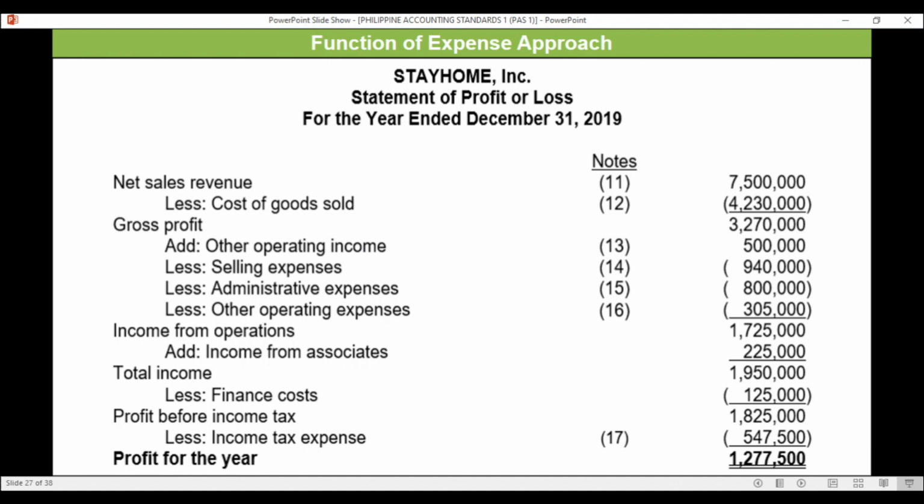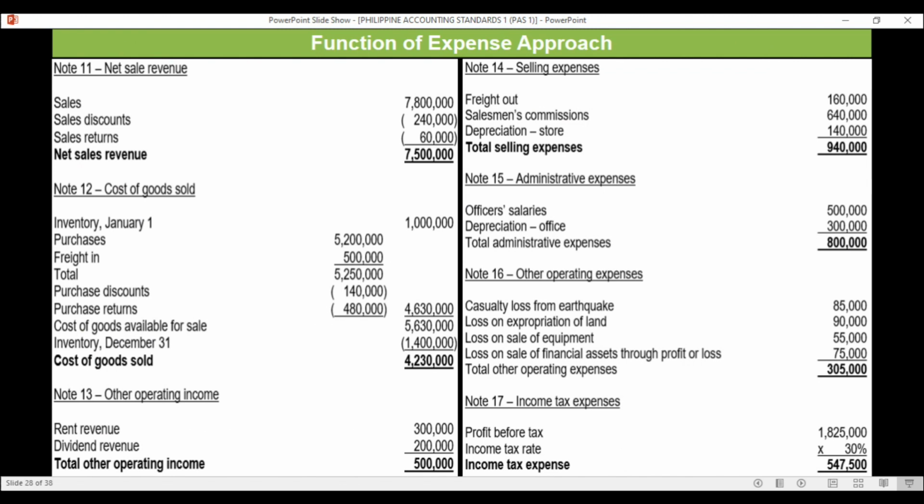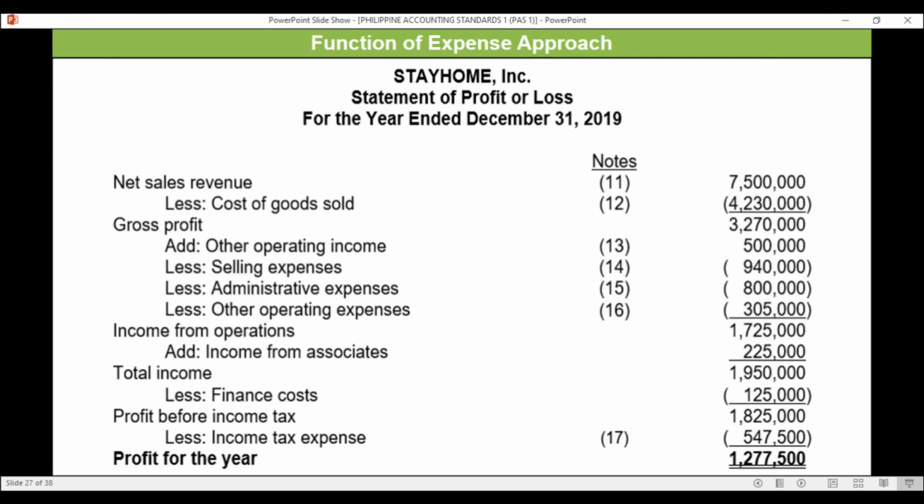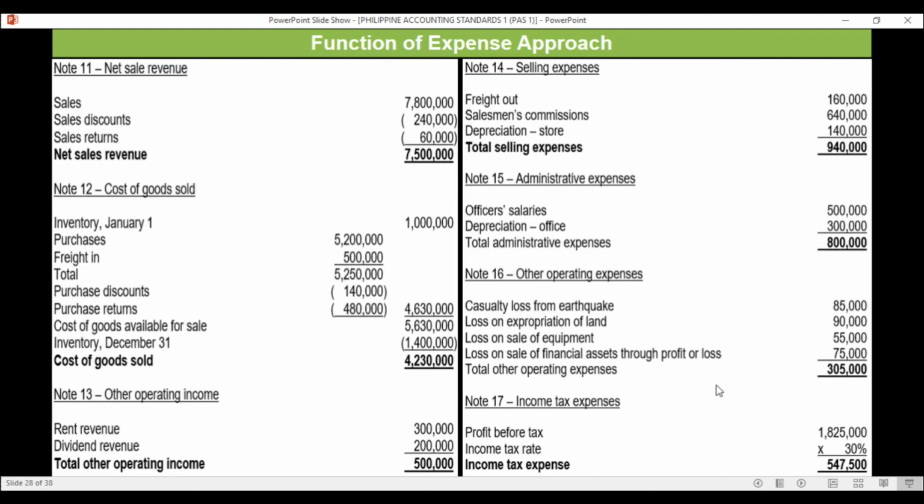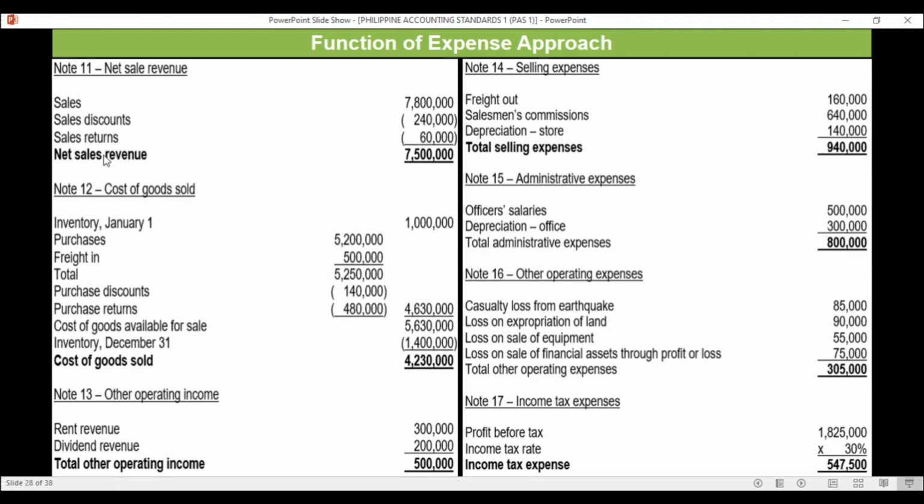For the function of expense approach, we have there the presence of your cost of goods sold. Wait, wait a minute. This should be 7,800,000. This should be 7,800,000. So slight corrections, guys. Down there, we have profit for the year of 1,277,500. Then for the computation, wait, that's correct. It's 7,500,000. The computation of the net sales revenue pala.